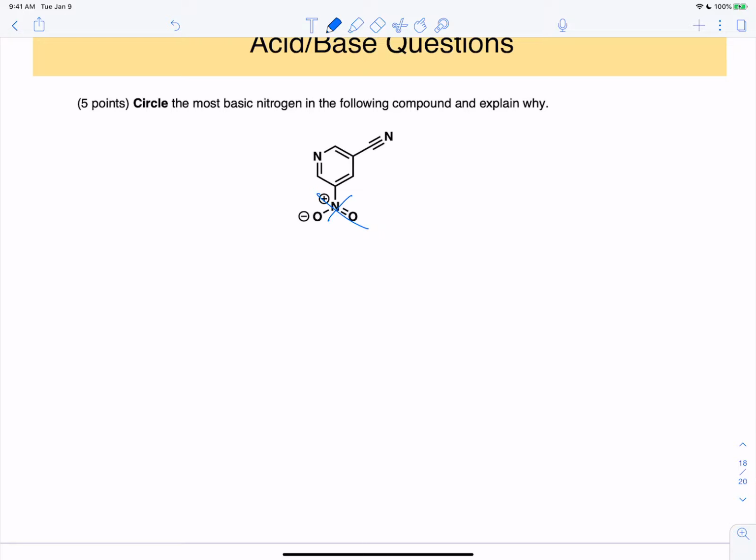Now the problem becomes simpler. We have a nitrile nitrogen and a pyridine nitrogen. The pyridine nitrogen is sp2 hybridized versus the sp hybridized nitrogen in a nitrile. That means the nitrogen of the nitrile is sp. It'll be more electronegative, and it will have the less stable conjugate base. So an electronegative nitrogen does not want to grab a hydrogen as much as an sp2 would. So the pyridine nitrogen will be our preferred base.